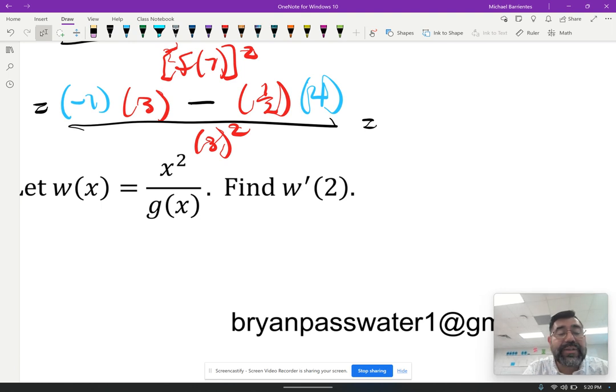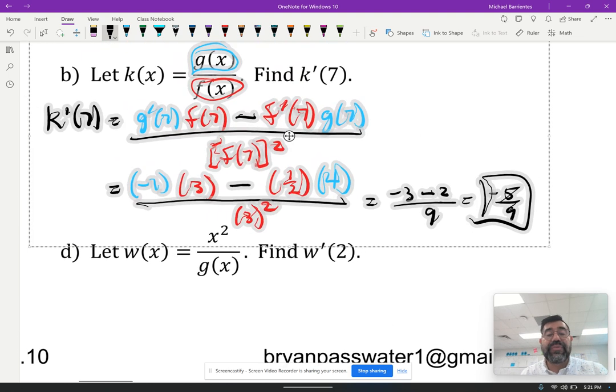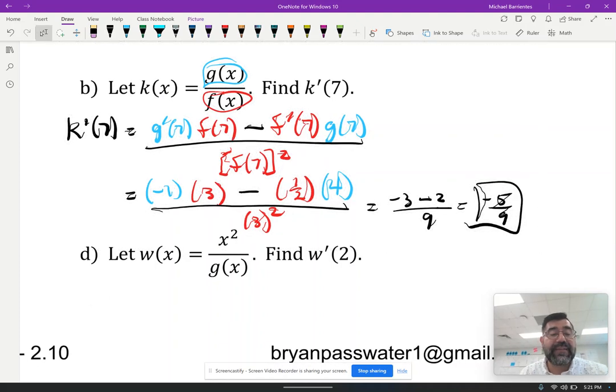We're going to multiply -1 times 3, that'd be -3, minus, we're going to take 1/2 of 4, that'd be 2, and then 3 squared, that's 9. So my final answer is -5/9. This is my derivative value for this function k at x equals 7. That's it.